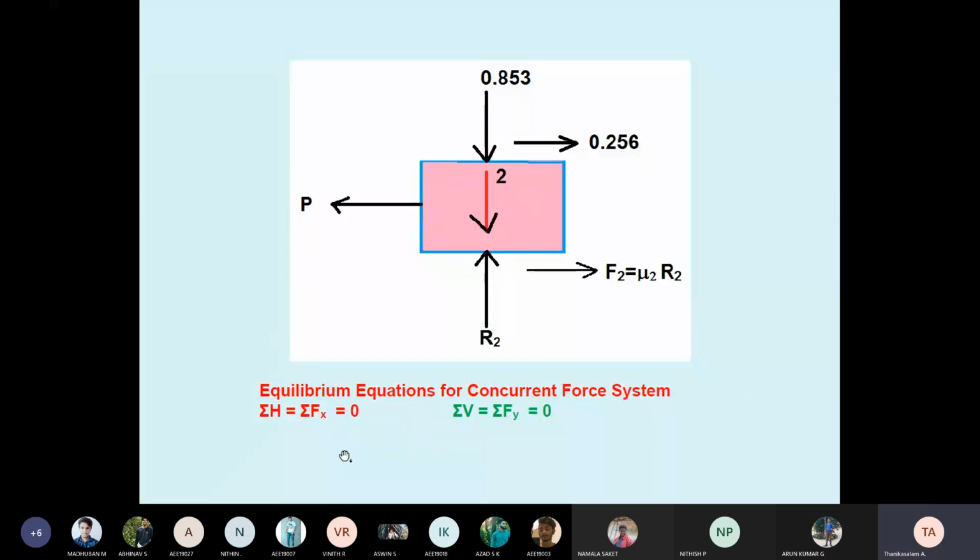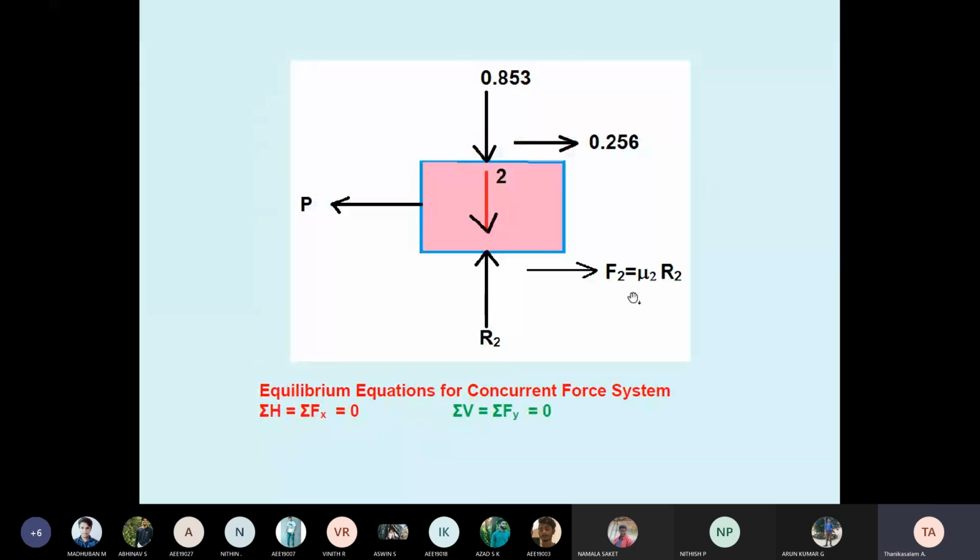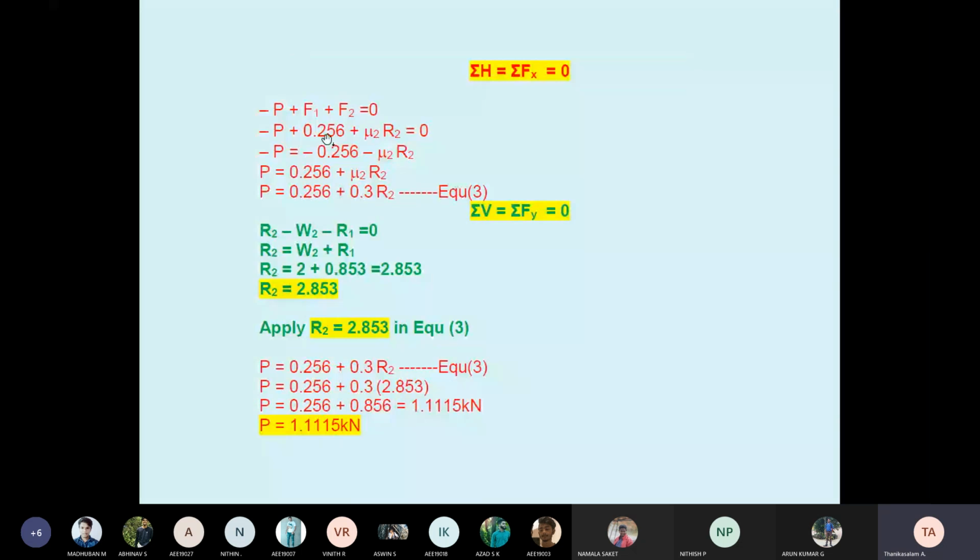So now apply summation Fx equal to 0, Fy equal to 0. Therefore, summation of horizontal forces equal to 0. What are the horizontal forces? Minus P minus F1 minus F2. Already we calculated F1 as 0.256. See here, minus P, F1 0.256, plus F2, mu into R2. Taking the right side, therefore minus. Everything minus minus cancels. Therefore P equal to 0.256 plus mu into R2. What is the mu value? The question gives the coefficient of friction between the block and floor as 0.3.